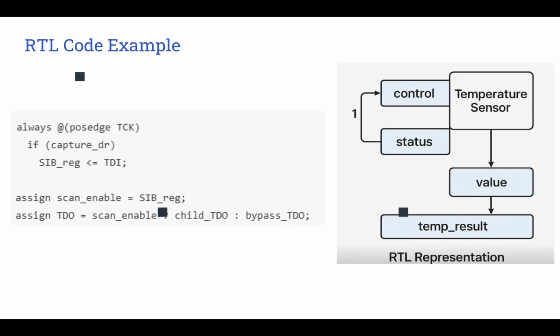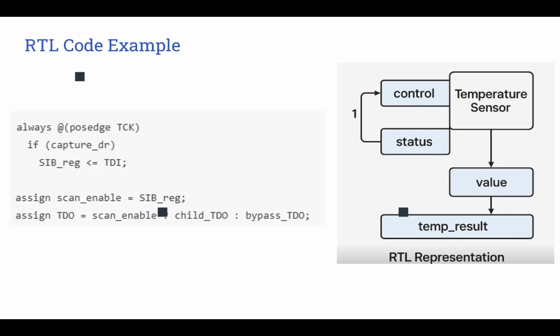Okay. The third line, which is the SIB underline REG, means take the bit coming in on the scan input, the TDI, and store it in the register called SIB reg. That TDI is the test data input. It's like a scan input wire. That SIB reg holds the 1-bit value that controls the scan pass. So this is the input data that tells us which instrument should be activated.